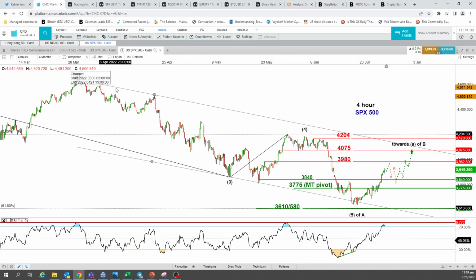All right, however, if you have a 4 hour close below 3775, then we will have another choppier decline to retest this key longer term support level at 3610 slash 3580.